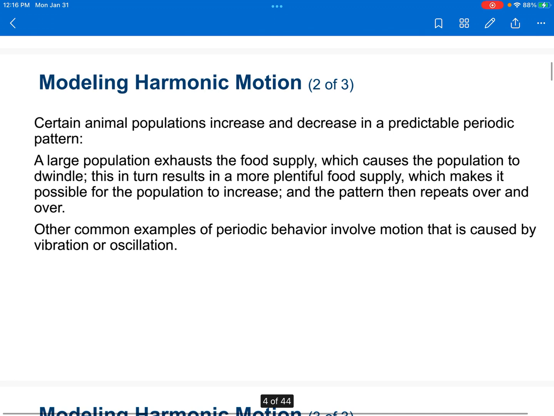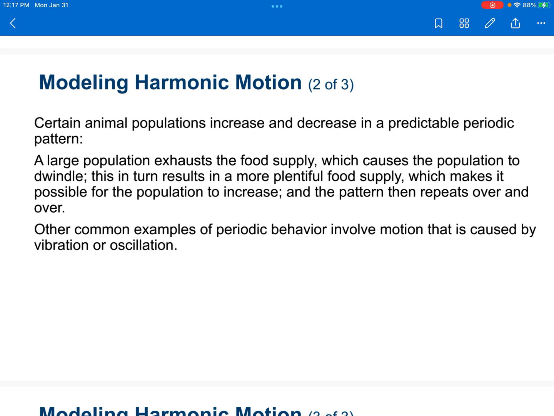Now, populations can increase and decrease as well by a predictable periodic pattern. If the food supply is scarce, you will have fewer in the population. As the population diminishes, the food supply improves. Then your population improves, and then your food supply diminishes, and it repeats over and over and over.